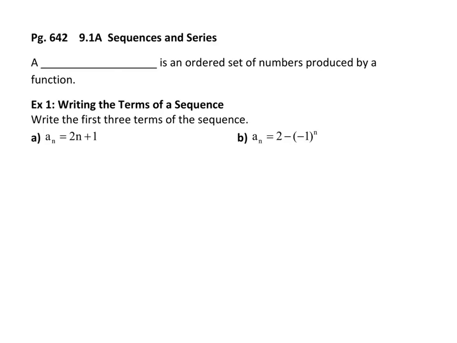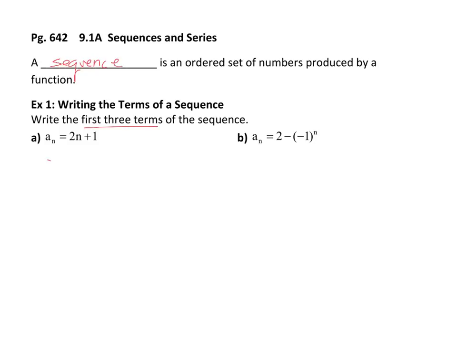All right, starting lesson 9.1a, sequences and series. A sequence, all right, is an ordered set of numbers produced by a function. Okay, so starting off, example 1: we have some functions that produce a sequence of numbers. All right, so it says to write the first 3 terms.